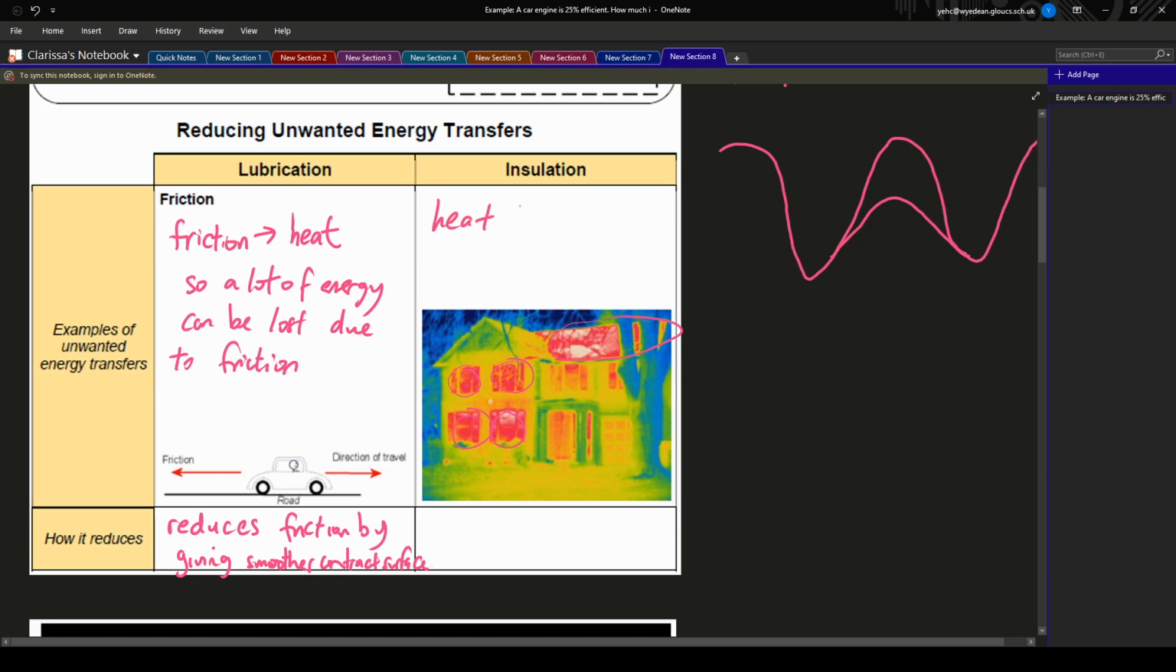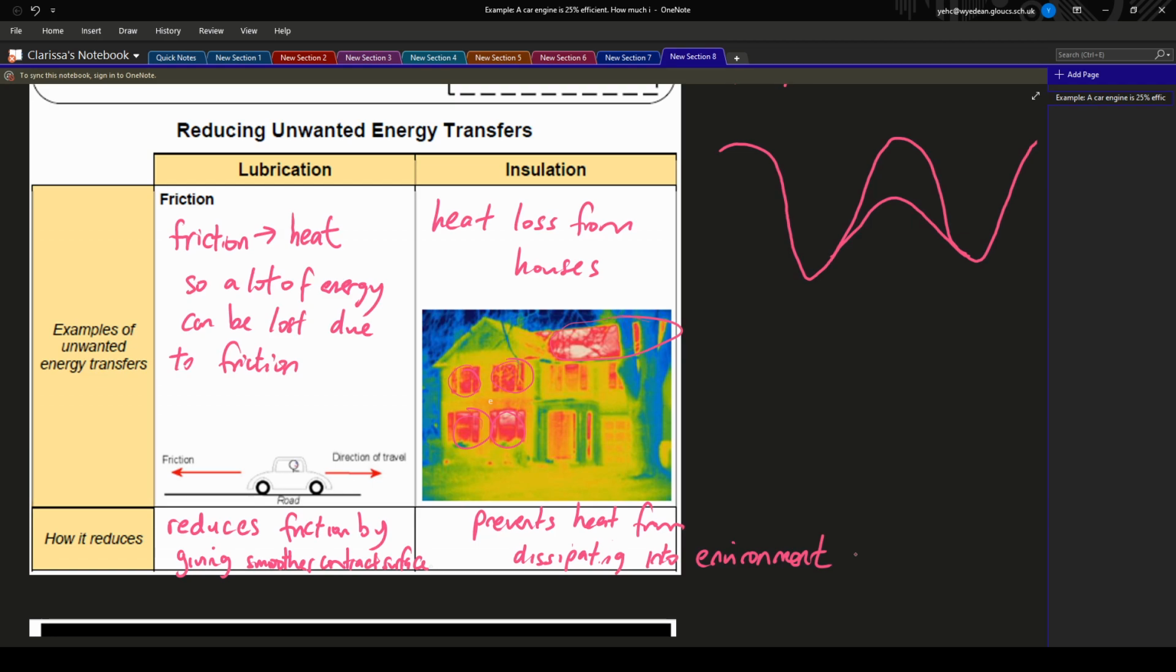So, heat loss from houses. Insulation prevents heat from dissipating into the environment. Basically it just tries to trap as much heat as possible. That way you don't have to spend as much money on your heating bills to make sure that your house is nice and warm, because the insulation is there preventing heat from dissipating into the environment.